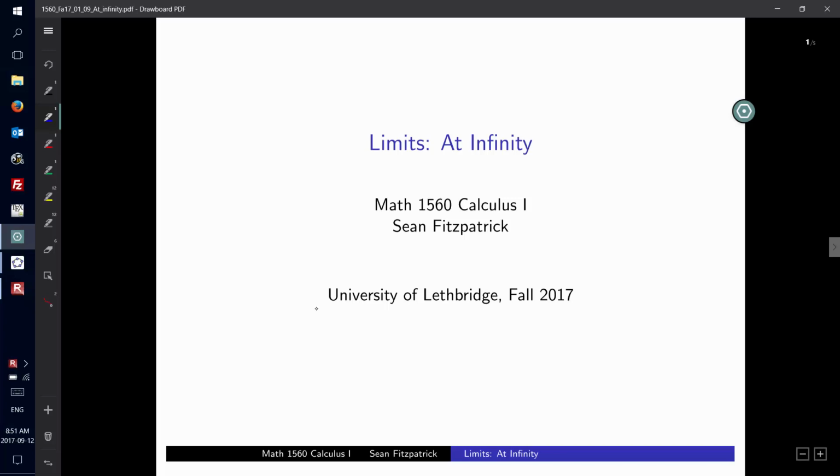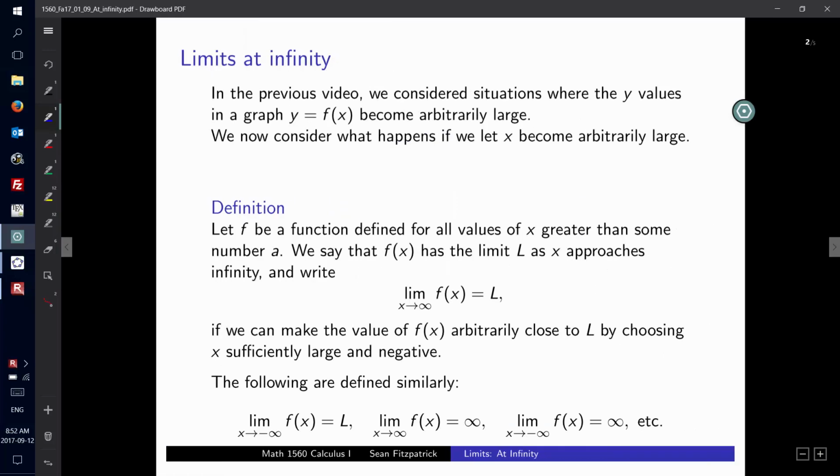So in the last video we looked at infinite limits, situations where the y values were growing without bound, which graphically correspond to functions with vertical asymptotes in their graph. In this video we're going to look at limits at infinity, meaning we're going to consider what happens as x goes to infinity rather than as y goes to infinity.